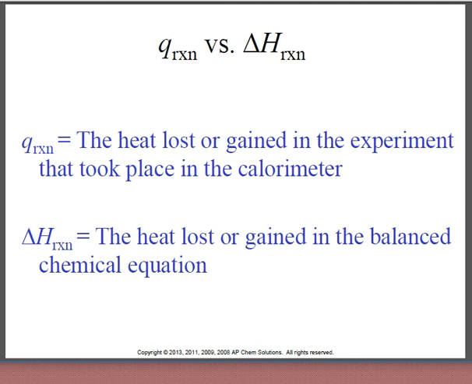So someone else could go and do the same experiment and they should get the same delta H value. They could use a different amount of salt, a different amount of water, and they should get the same delta H value because the delta H value is related to the balanced chemical equation. And as long as they're doing that reaction that corresponds to that chemical equation, then delta H will stay the same. But the Q value is for those specific parameters in the calorimeter, how much heat was lost or gained.